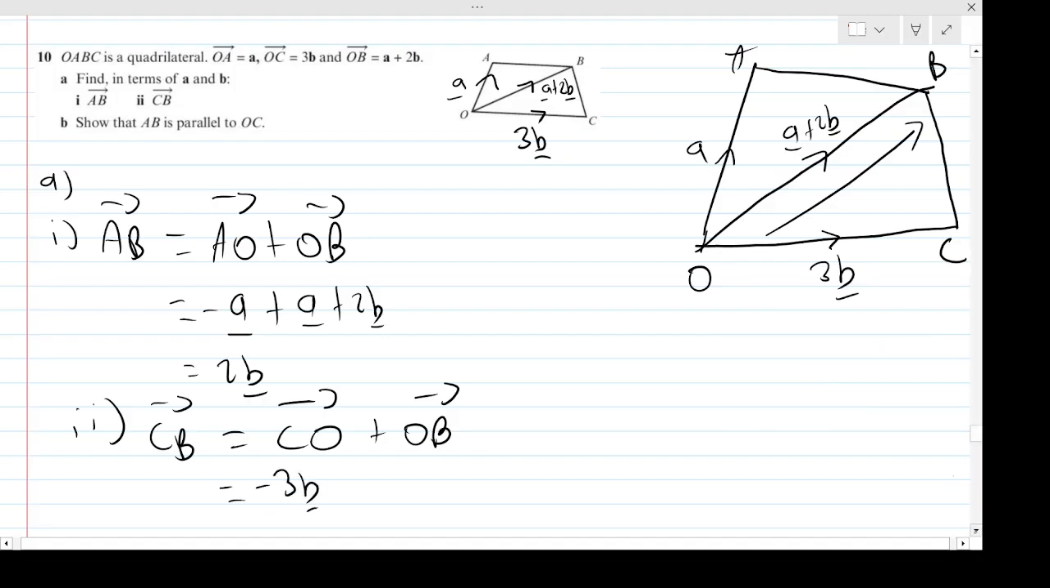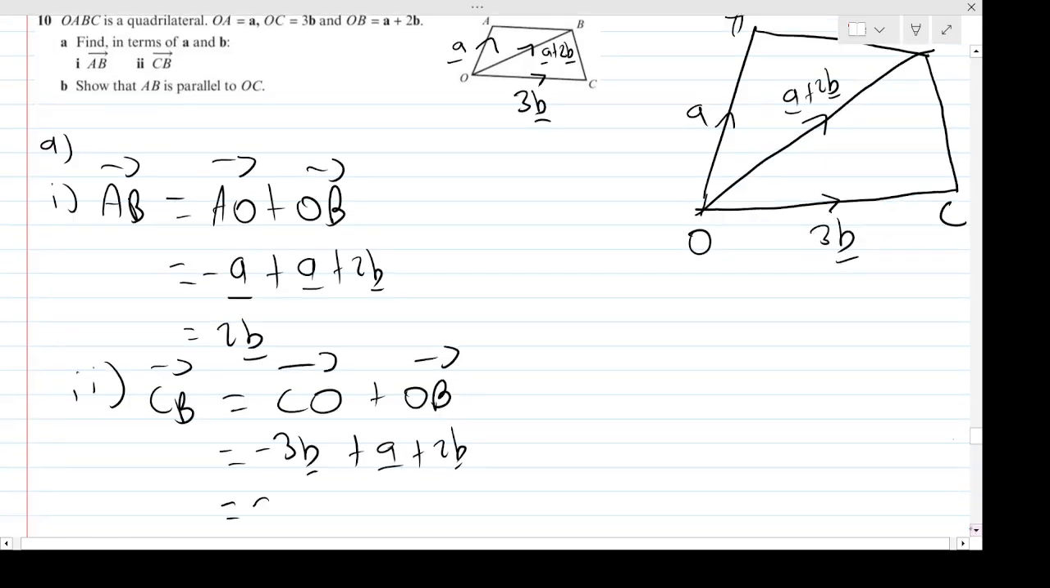And then from C to O, then I need to go from O to B. Well, that's, again, it's just going to be A add 2B. And then I can just add the B's together. So I'm going to get A, and then minus 3B add 2B, that's minus B. And there we are, that's my vector. Nice.